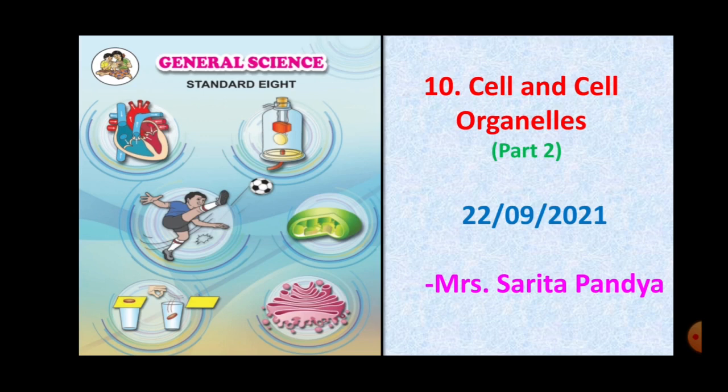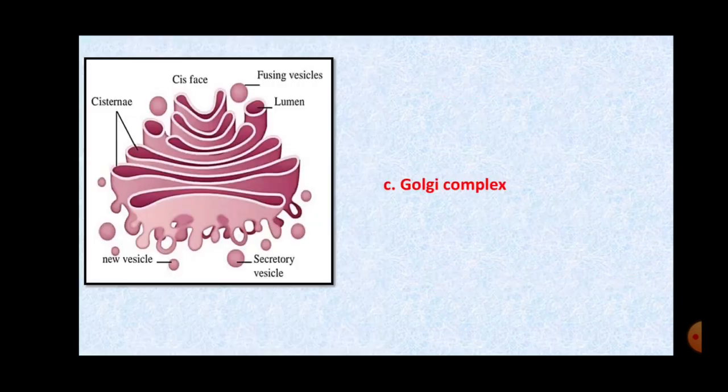Now today we are going to start with the new cell organelle, that is Golgi complex. So let's see what Golgi complex is, what is its structure and what are its functions. Golgi complex is made up of hollow tubes, the flat sacs as you can see, and these sacs are parallel to each other. These parallel flat sacs are called cisternae.